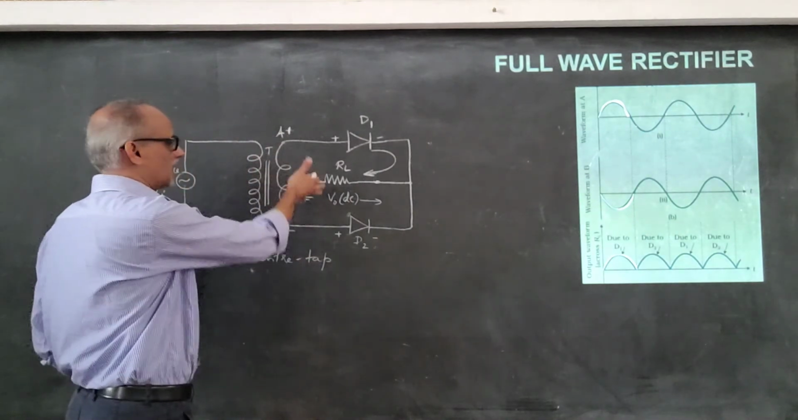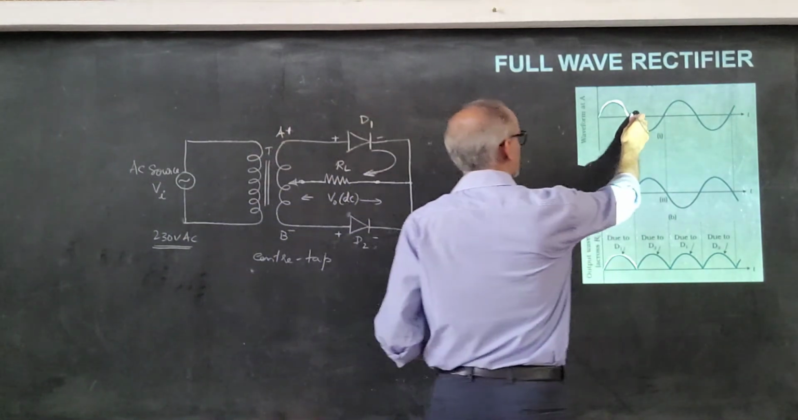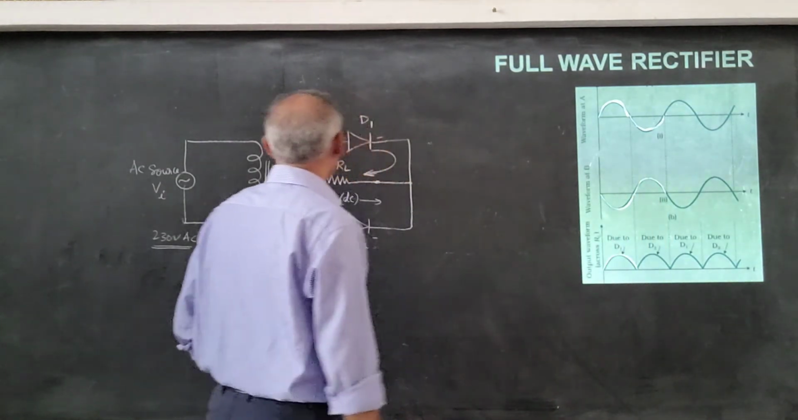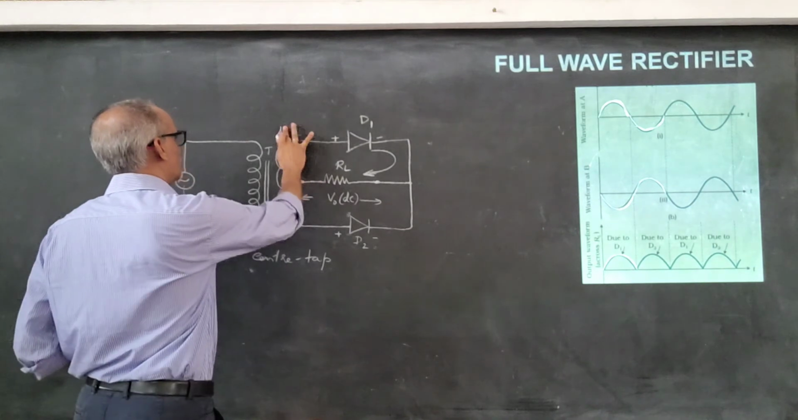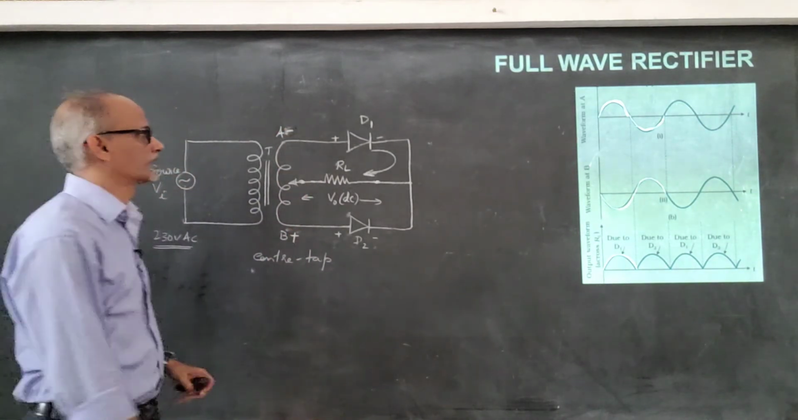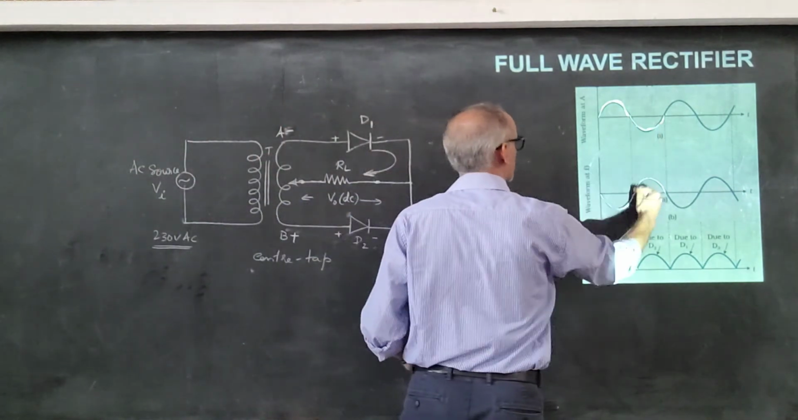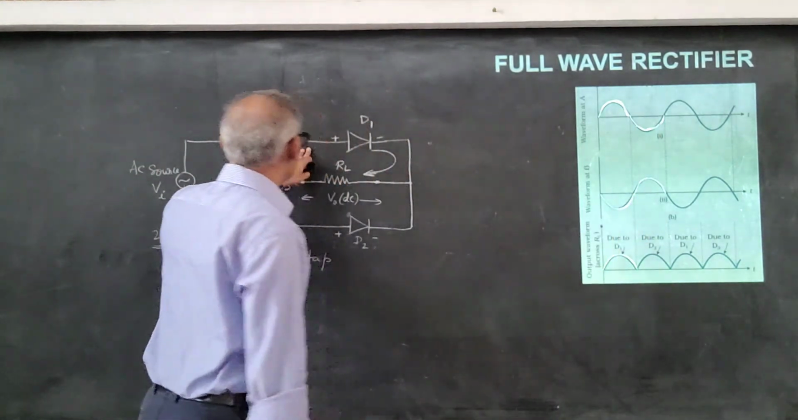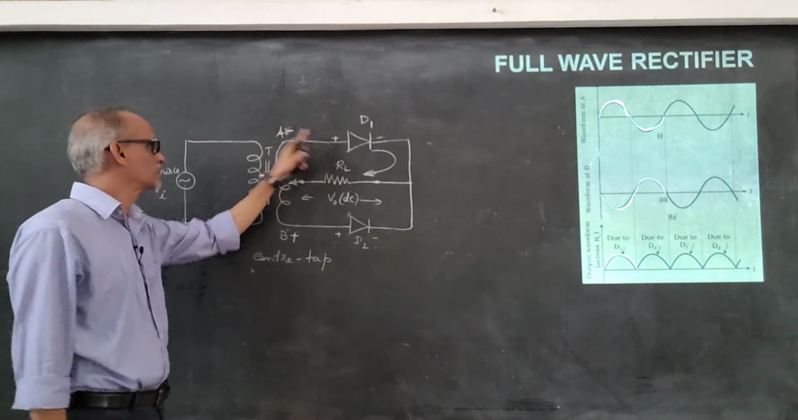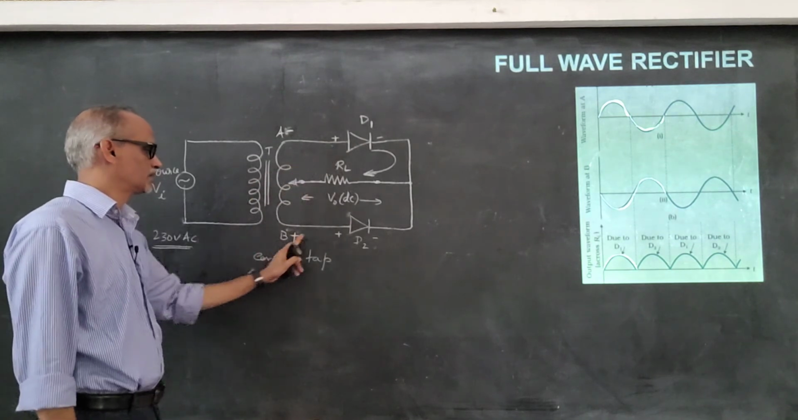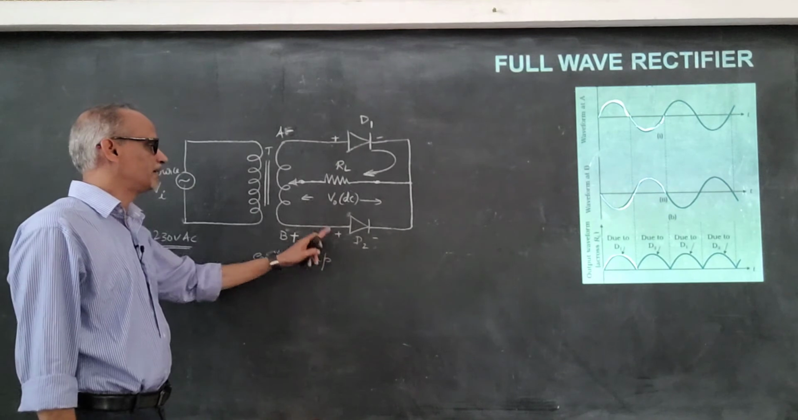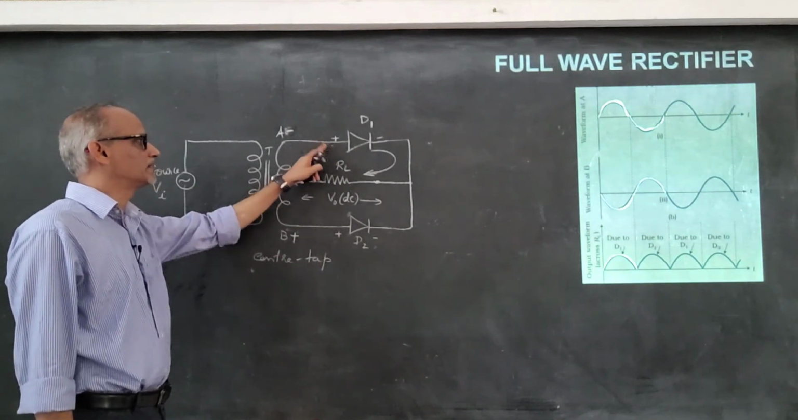Then for the next half of the AC, for the second half of the AC, A becomes negative and B becomes positive. See, A is negative and B becomes positive. So now the signs will help you in understanding the bias. Negative, positive, reverse bias; positive, positive, forward bias. So which conducts out of D1 and D2? D2 conducts, but D1 doesn't conduct.